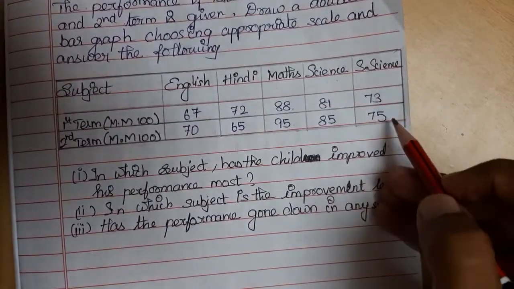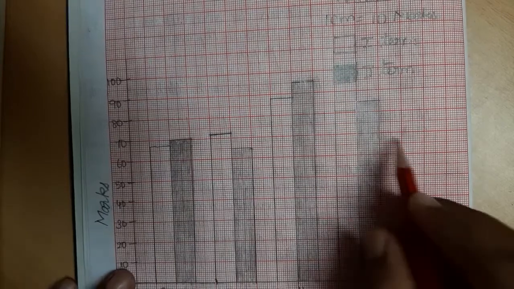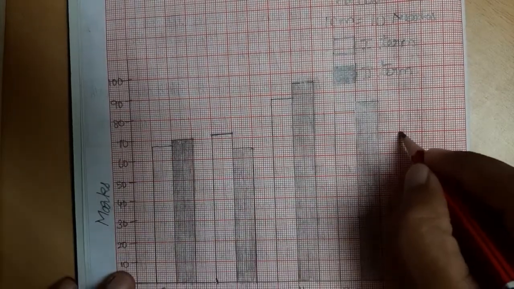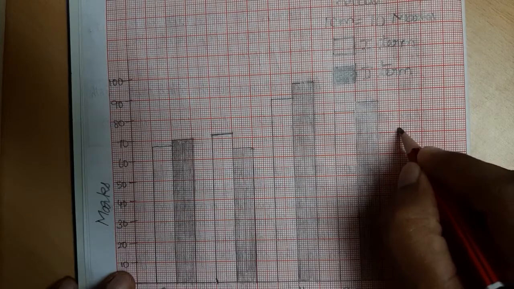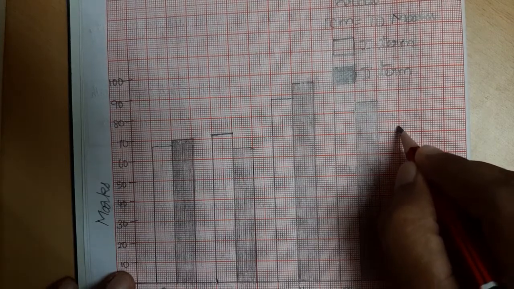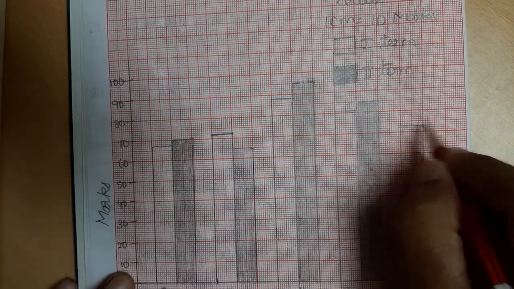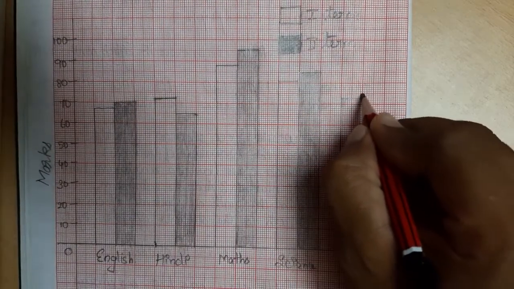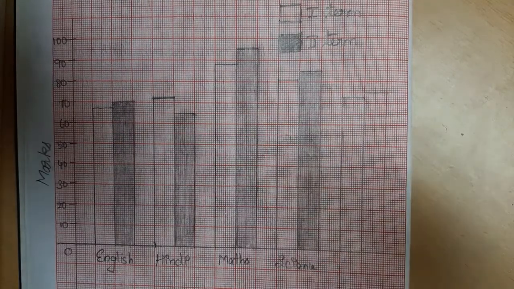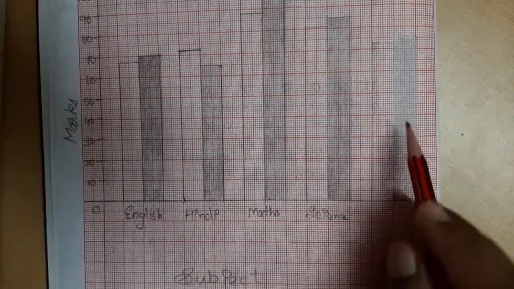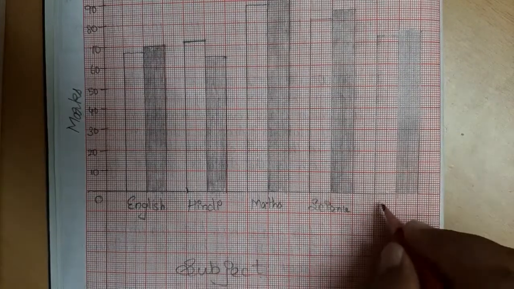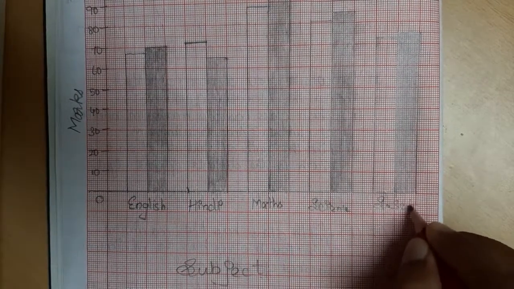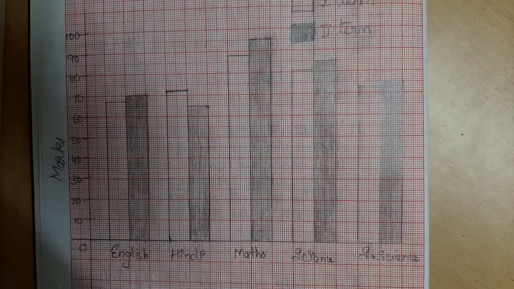And social is 73 and 75. So leave 1 centimeter and just rise up to 73. The 70 level is here. 71, 72, 73. This is the 73rd level. And the next term is 75. So this 73 and 75 is the center of this, right? Now this shaded is the second term, unshaded is the first term. This paper is social science. Clear? So now we'll go and answer the question.